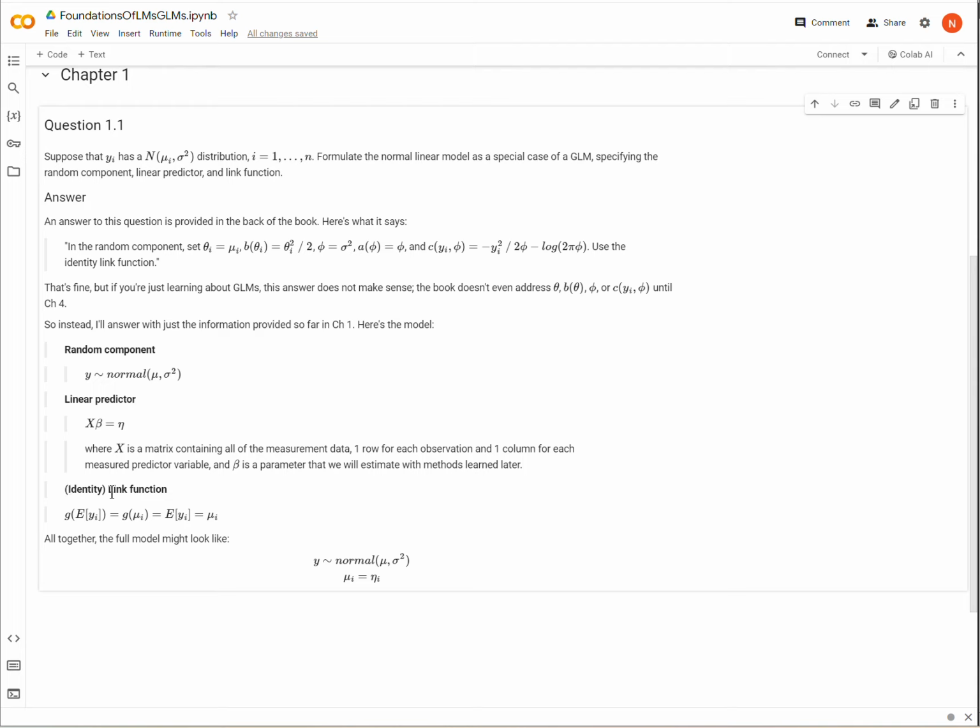Okay, and then finally the identity link function. Actually, it doesn't say that we should use an identity link function, but we are using an identity link function. That is what's called the canonical or the typical link function that is used with normal linear models. Okay, so what is a link function first of all? A link function takes the expected value of your output and then transforms it in such a way that it will equal my linear predictor. So it will equal this here.